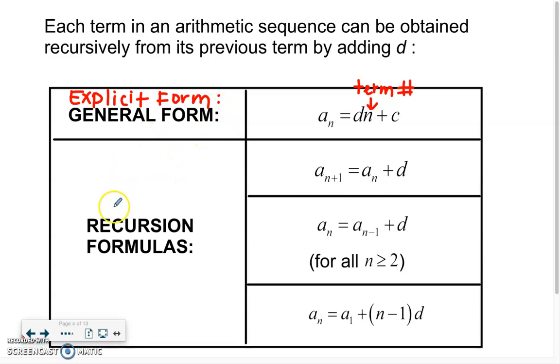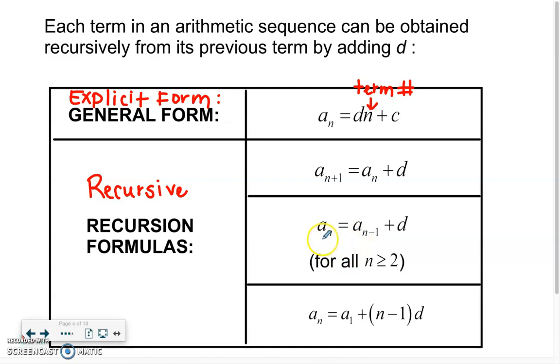But sometimes what we also do is something called a recursion formula. In your definition slide, it is called a recursive formula, not recursion. Anyway, there's three different equations written here.